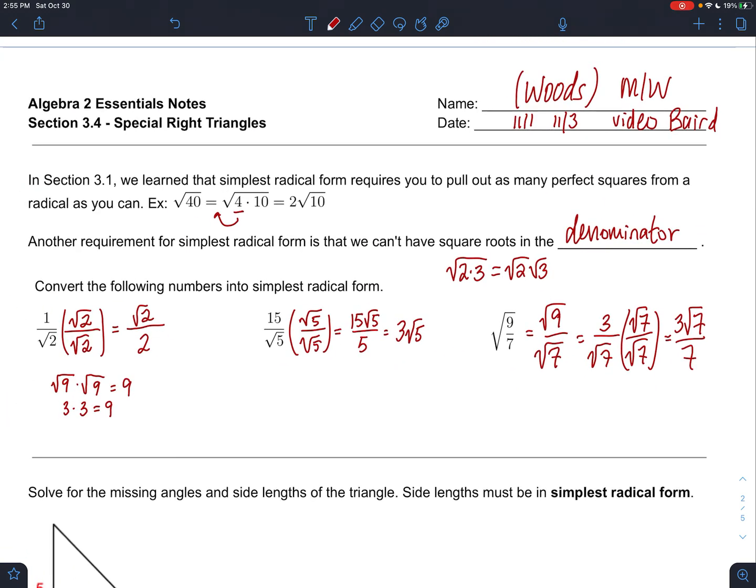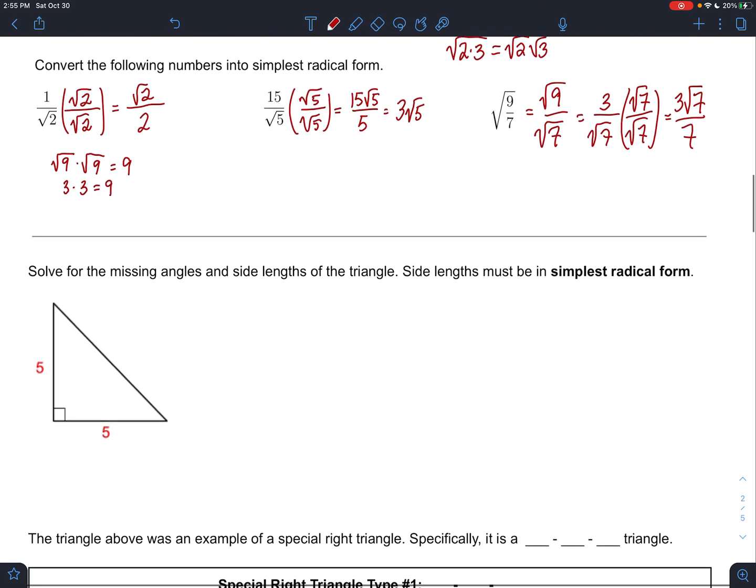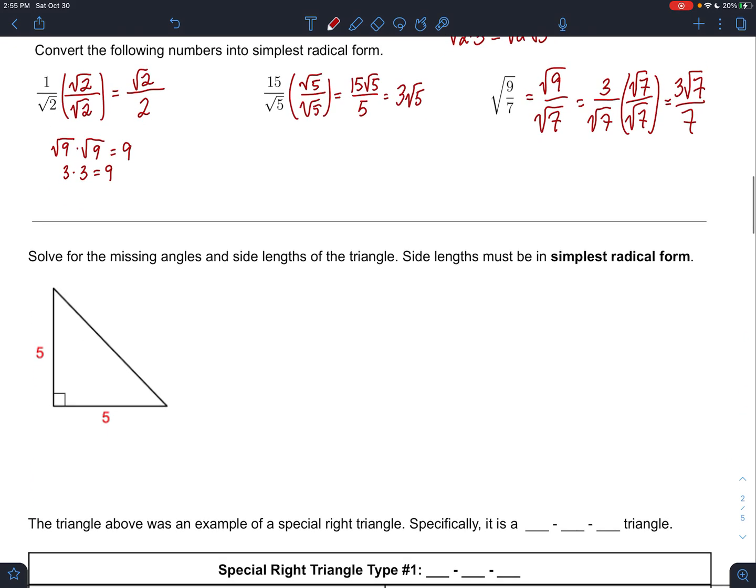So that's how you take the square root out of the bottom. It's a new way of adjusting these fractions, by getting rid of that root. So that way it's simpler to understand. Okay, so that's that. I'll leave that up there.